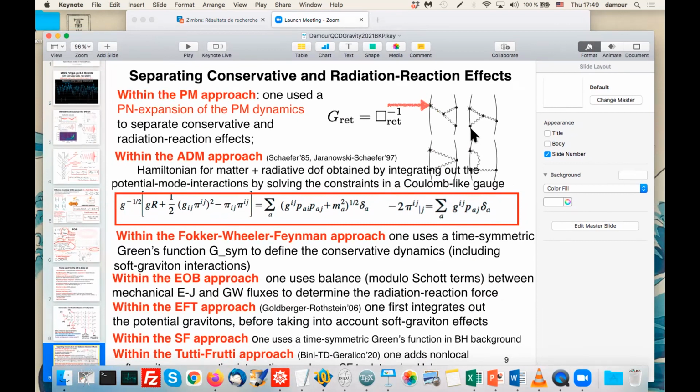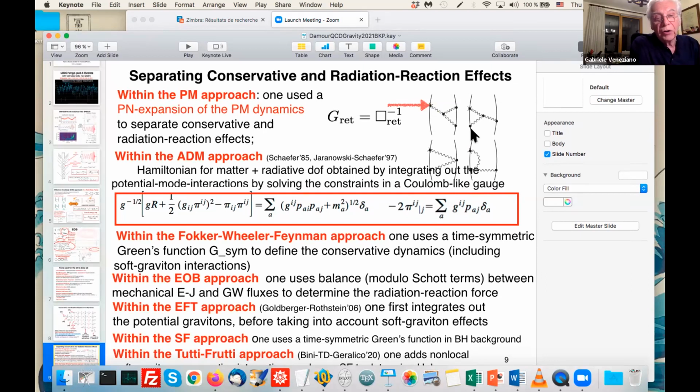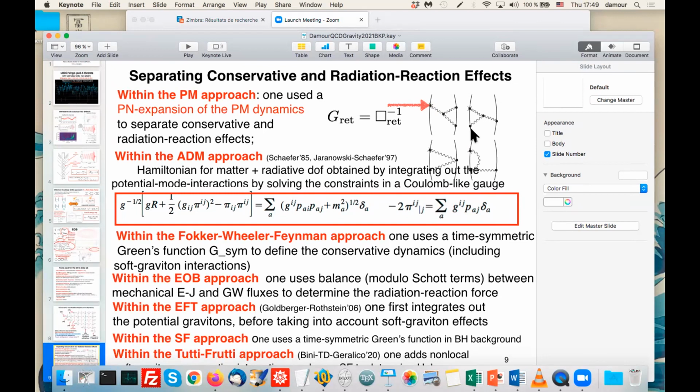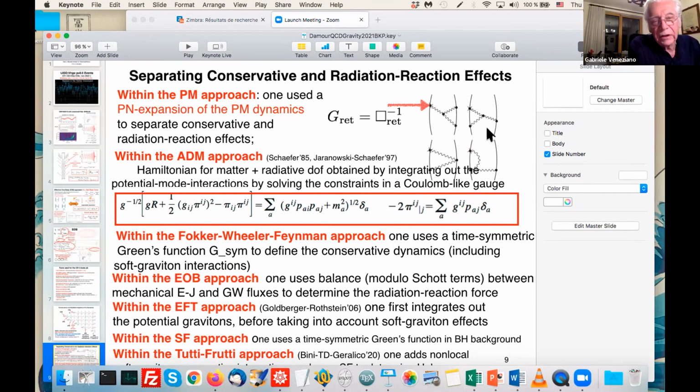These terms, by the way, are responsible for the G cube scattering angle. Oh, you are not talking about the scattering angle. Exactly. I'm saying in the scattering angle there are no such terms. They are in the equations of motion, not in some physical observable. Okay. Sorry. Thank you.